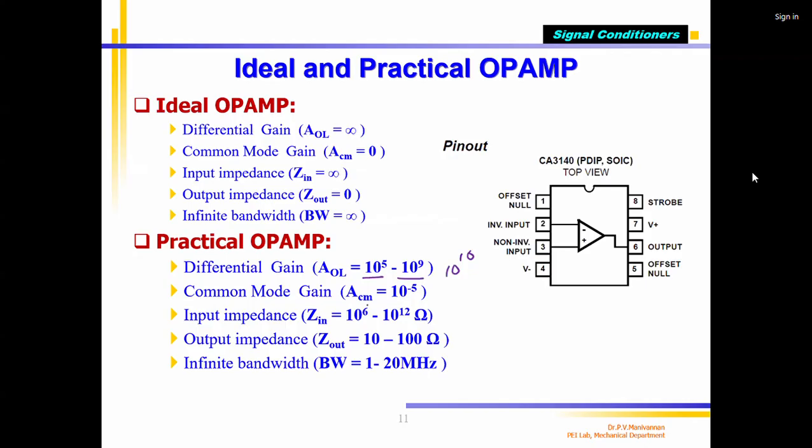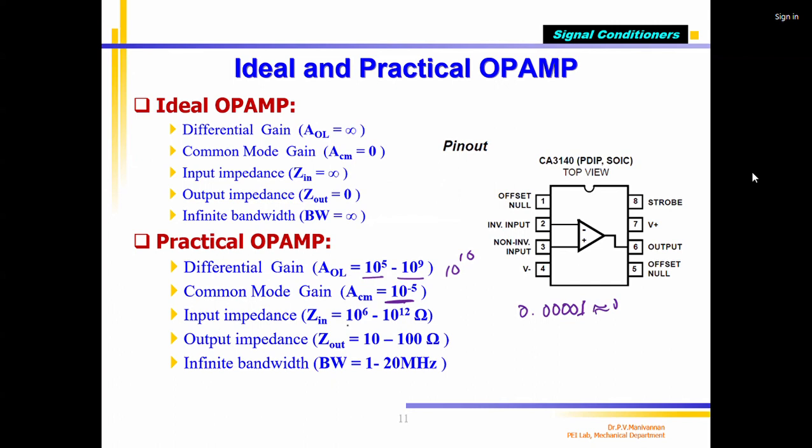Then the common mode gain, I want 0. It is 10 power minus 5, which means 0.00001, approximately 0, but still it is not 0. For a practical amplifier, common mode gain can be 10 power minus 5, 10 power minus 6, something like that. It is not 0.